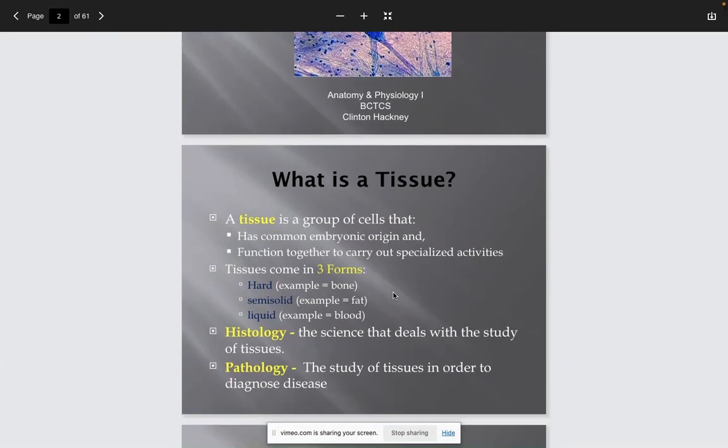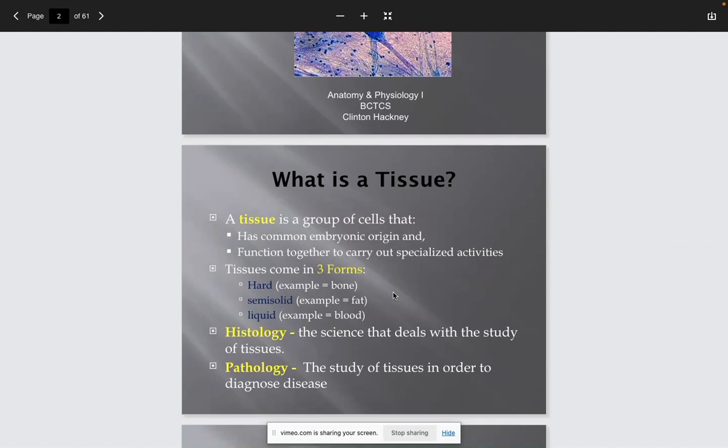So we need to first understand what a tissue is. A tissue is going to be a group of cells that have a common embryonic origin. This means they originated from the same place, whether this be an ectoderm, an endoderm, or a mesoderm, as we previously discussed in lecture. But they function together to carry out specialized activities.